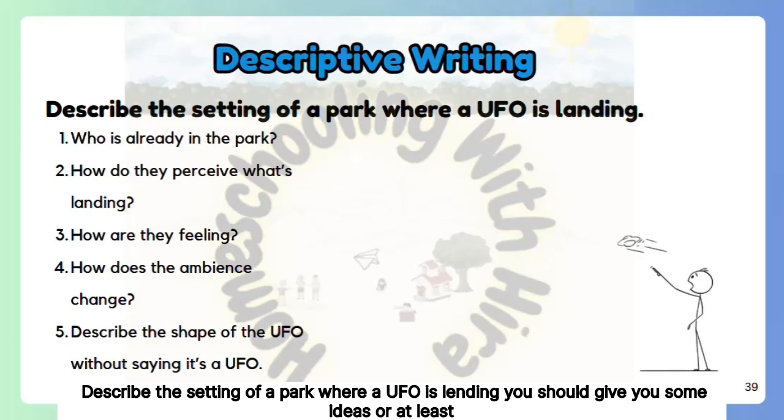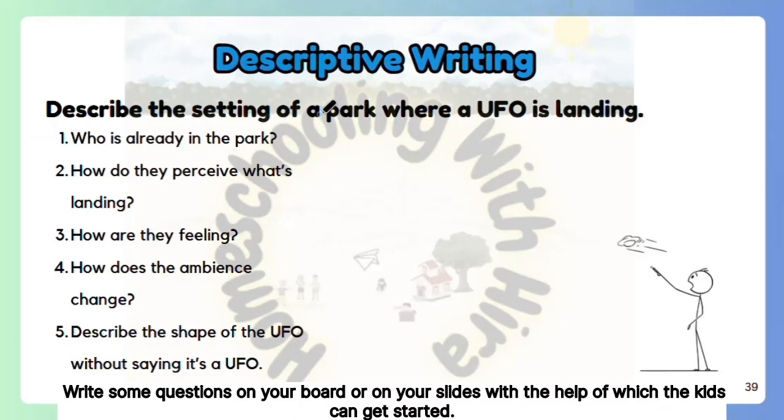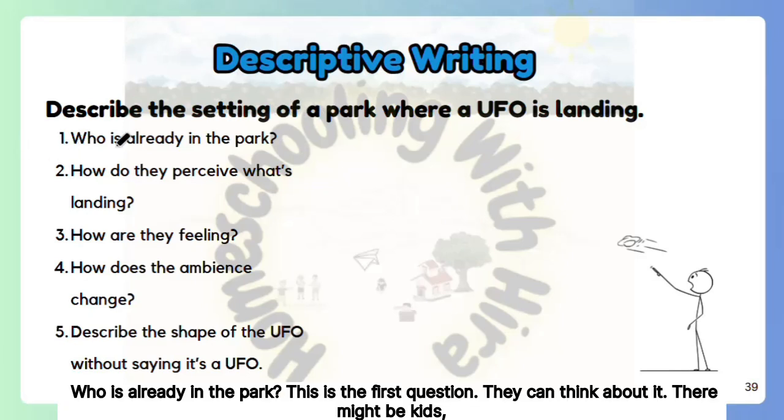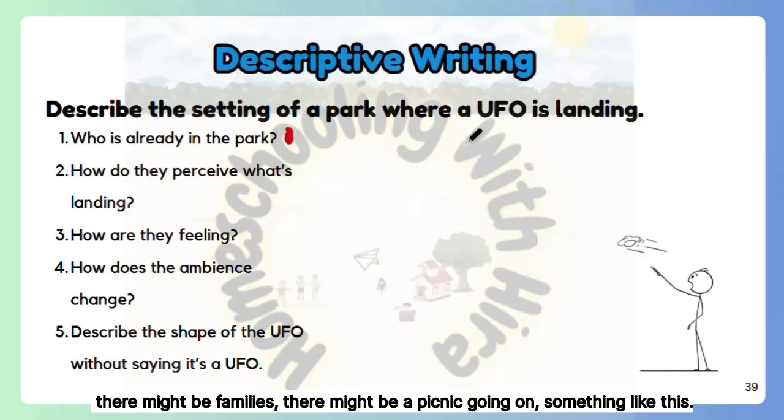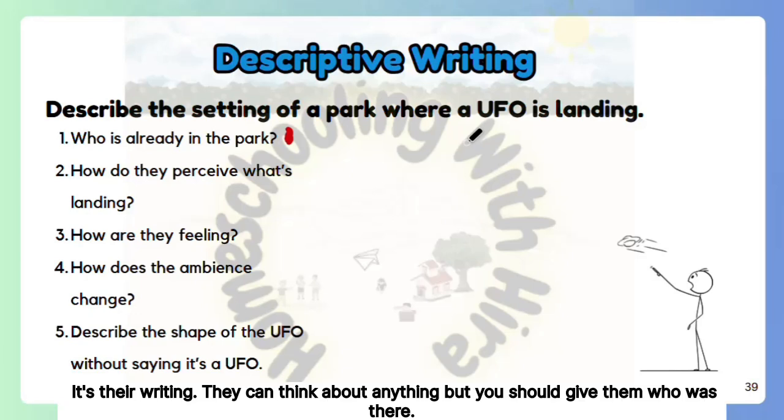You should give them some ideas, or at least write some questions on your board or on your slides with the help of which the kids can get started. Who is already in the park? This is the first question. They can think about there might be kids, there might be families, there might be a picnic going on, something like this. As they're writing, they can think about anything, but you should give them who was there.